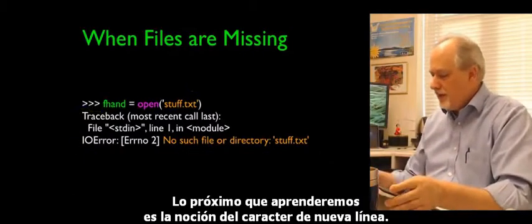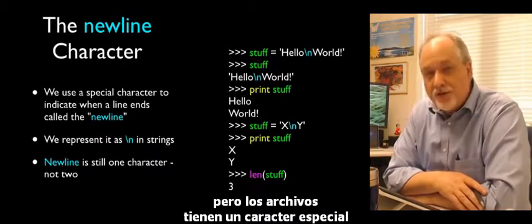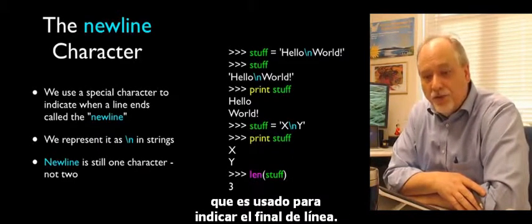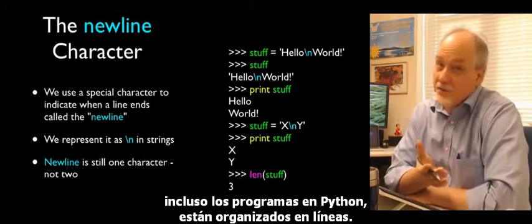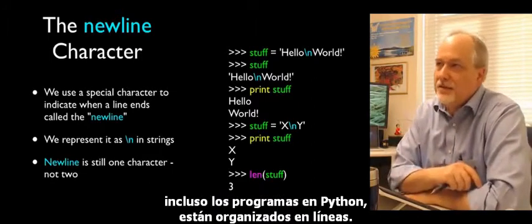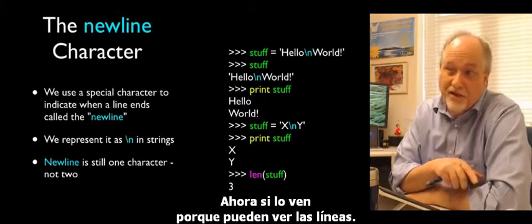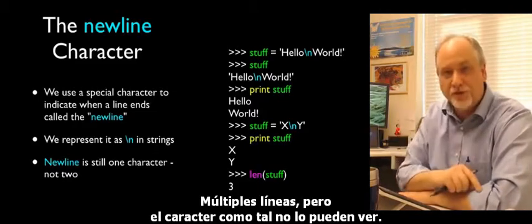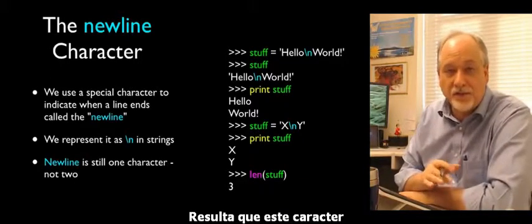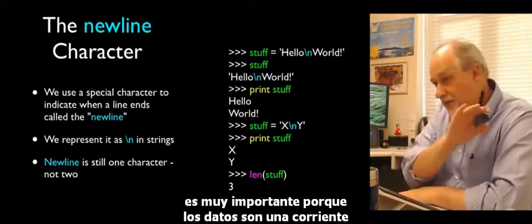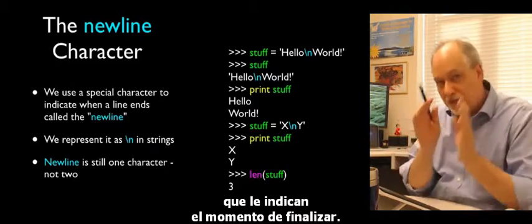The next thing we have to learn is the notion of the newline character. We haven't seen this so far, but there's a special character in files that is used to indicate the end of a line. These text files, including the Python programs that you write, are organized into lines. Each line is variable length, and there's a special non-printing character that you just don't see. You see multiple lines, but you don't see the character itself. This character is very important, because the data is just a stream of characters on disk, punctuated by newlines that tell it when it's time to end the line.